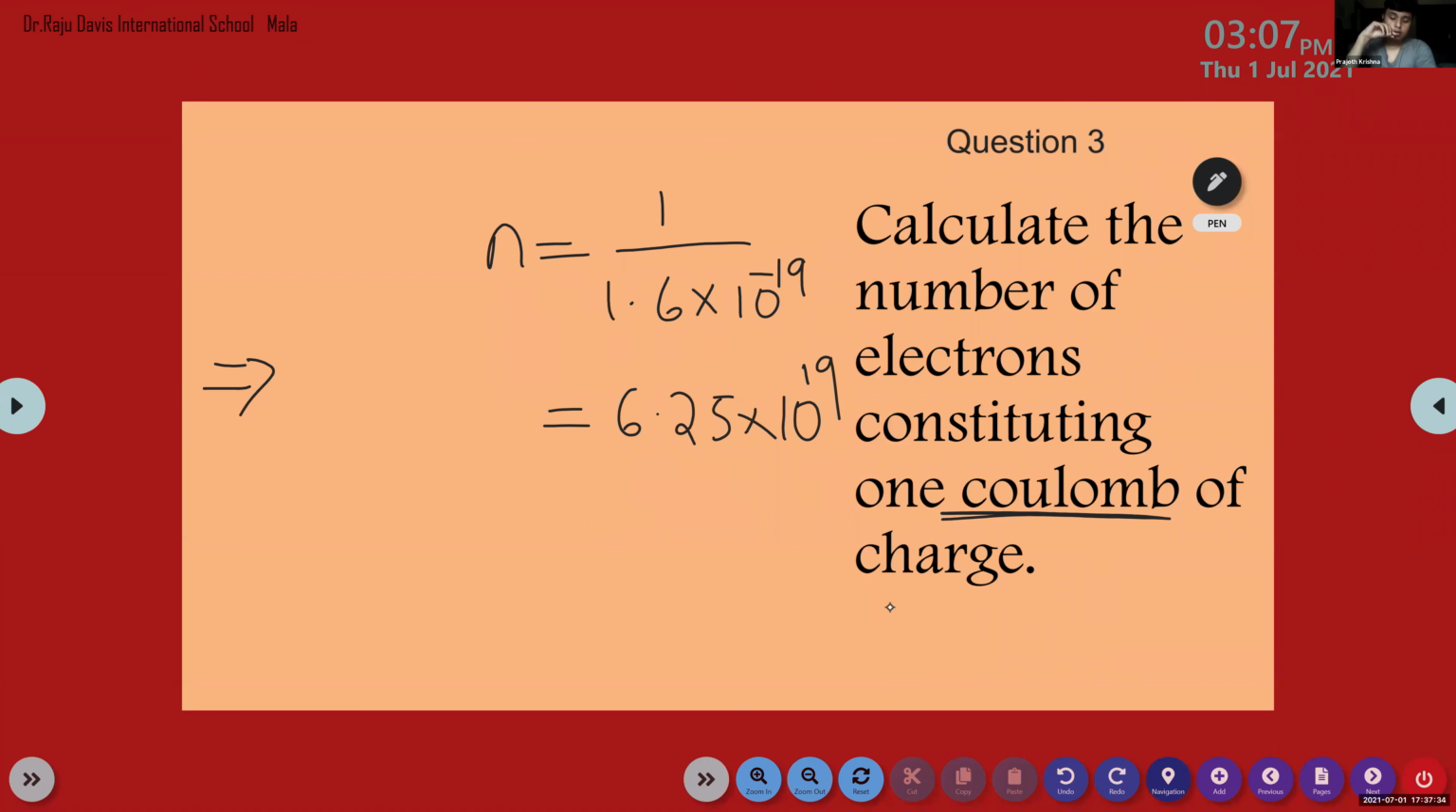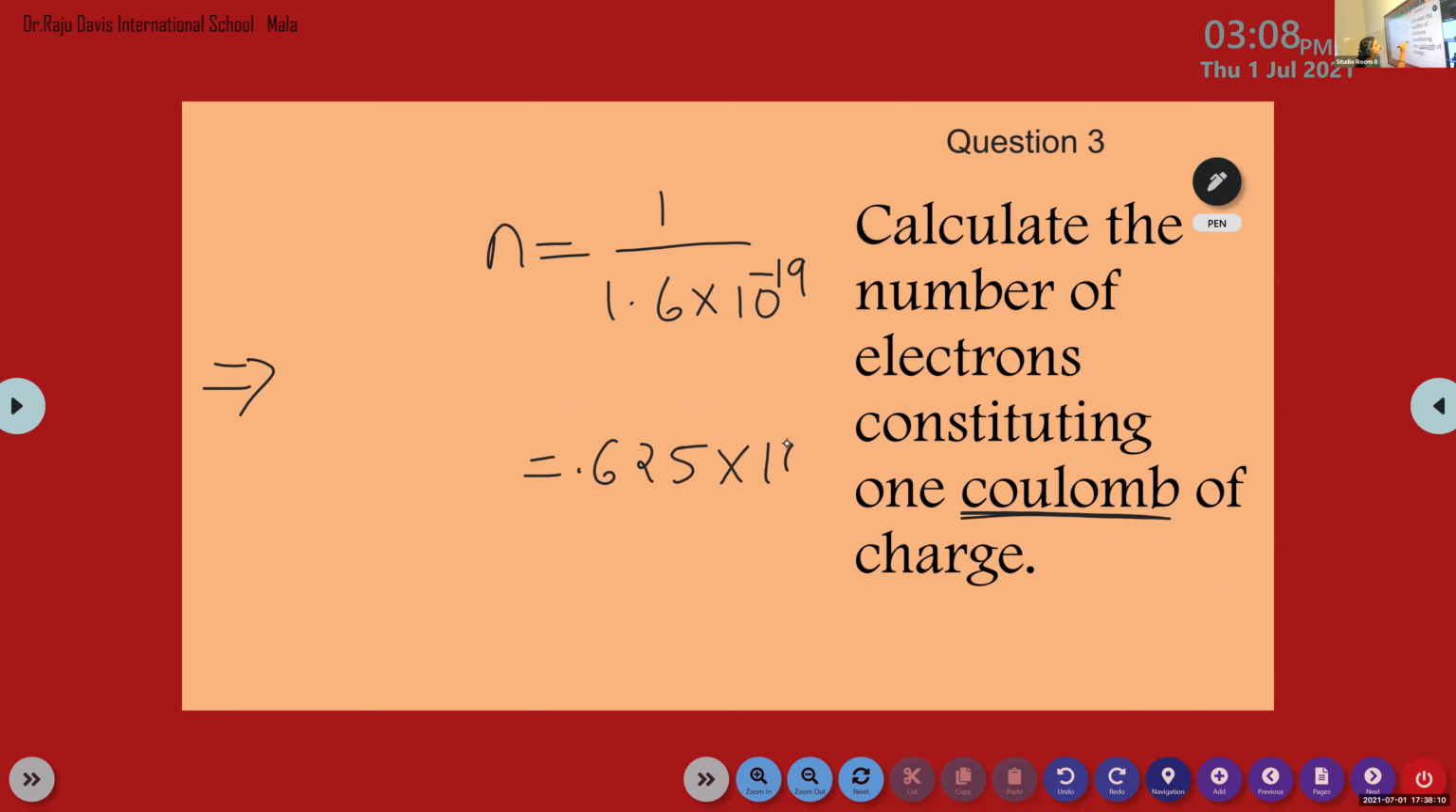Ma'am, 10 raised to 18 only. How? What is 1 by 1.6? 0.625, right? Okay. 0.625 into 10 raised to 19. That is equal to 6.25 into 10 raised to 18. Right?